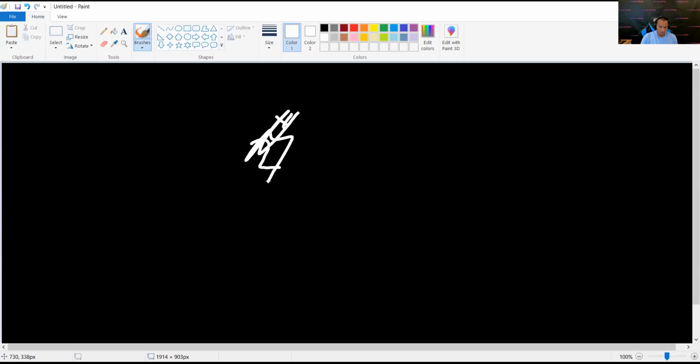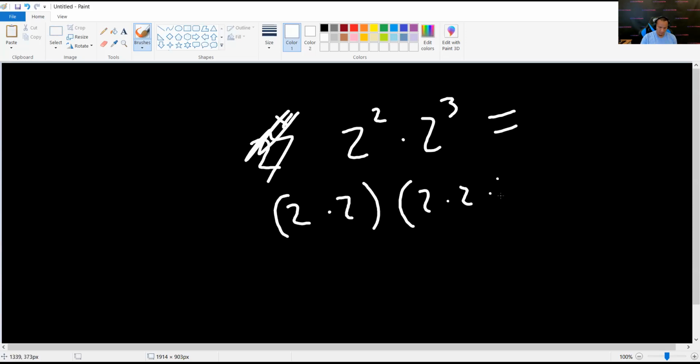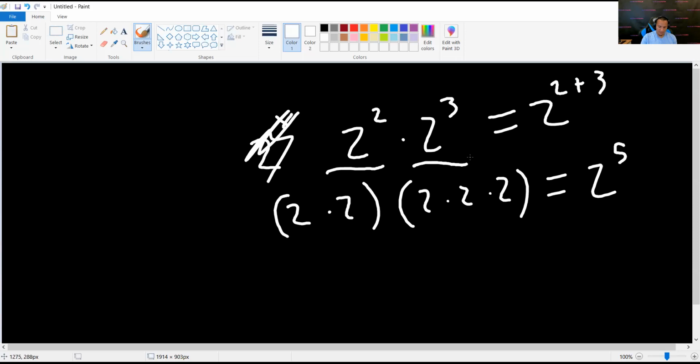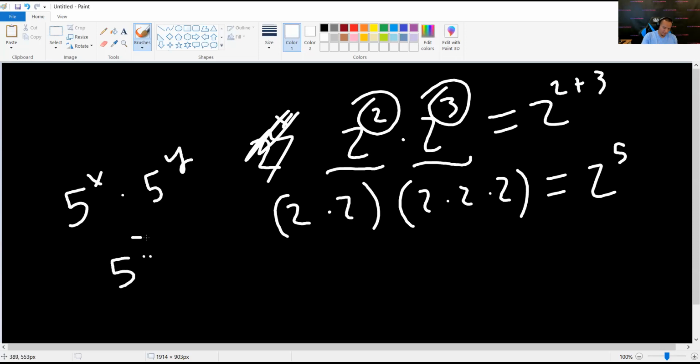Okay. So 2 to the second times 2 to the third. Well, here, you're going to get some number, right? But without using the calculator, you can see what this is quickly. You got 2 times 2 over here, and then you got 2 times 2 times 2. So in order to get the answer, you just count the twos. That's 2 to the 5th power, or 2 to the 2 plus 3 power. So as you can see, the bases are the same. You can add up the exponents. So when you have 5 to the x times 5 to the y, you could just say 5 to the x plus y power.